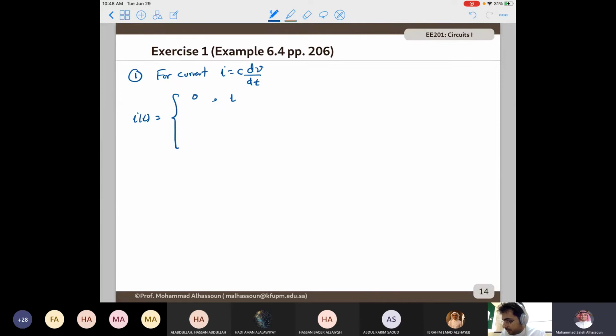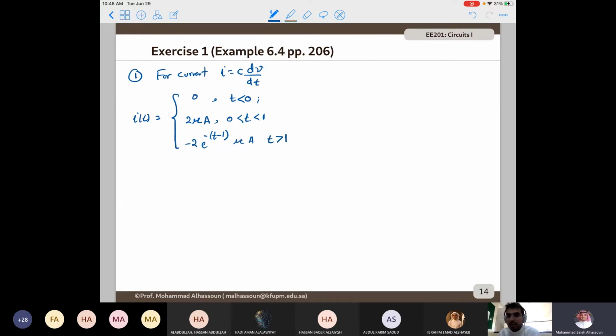And you can see here that I removed the equality, because there is a jump discontinuity here. The current changes instantaneously. This is okay for the current, but not okay for the voltage. Okay, excellent.